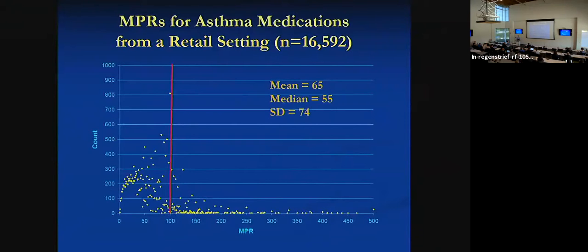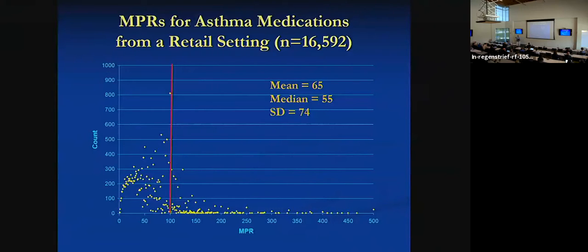Now, this is an example of the medication possession ratio for asthma drugs. This is from a retail pharmacy setting in North Carolina when I was there in the mid-2000s. But I wanted to point out here, this is 100, here it goes 0 to 100. So you have this long tail. Then the question is, what do you do with that?